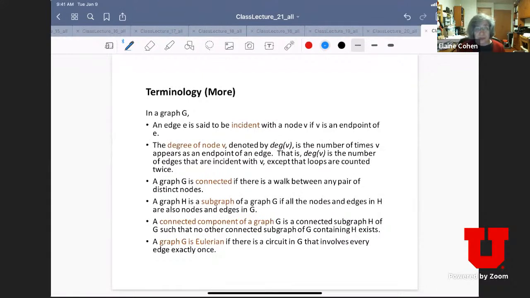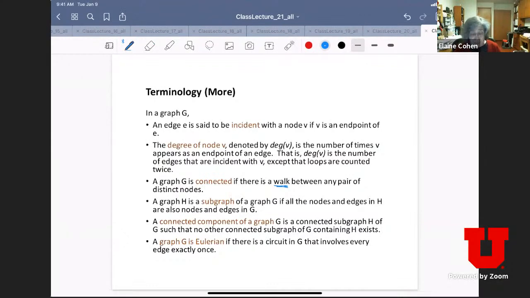Okay, an edge is incident with a node if the node is the endpoint of the edge. The degree of a node says how many edges are incident with it, and a graph is connected if there's a walk between any pair of distinct nodes. Notice this definition says a walk, because we're going to deal with walks and connectedness shortly. A graph H is a subgraph of a graph G if all the nodes and edges in H are also nodes and edges in G. So what that means is that the full graph is a subgraph of itself, clearly, but another subgraph is just one where I remove some edges or I remove some nodes, or both, obviously.